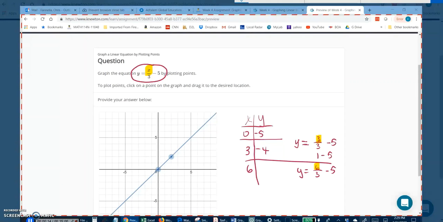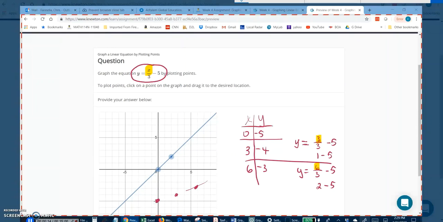Well, 6 divided by 3 is 2. And you have 2 minus 5. 2 minus 5 is negative 3. All right, so we would have a third point, (6, negative 3). Now, if we look at the picture here and drew it by hand, (0, negative 5) would be this point. (3, negative 4), 1, 2, 3, down 4 would be this point. And (6, negative 3) would be this point.